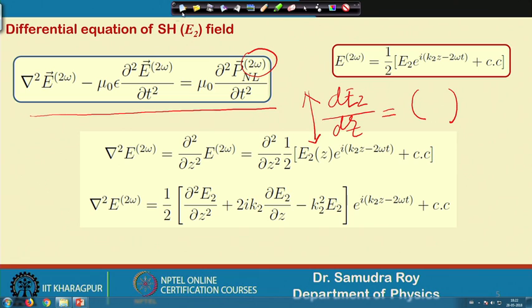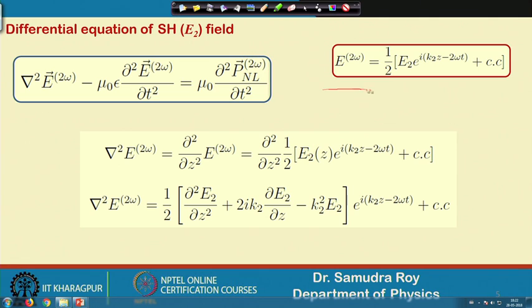E omega we have already defined, this is my E omega, and E2 is here. P nonlinear, we also know what P nonlinear is. So, we will put all this together. So, let us first try to find out what this first term is.